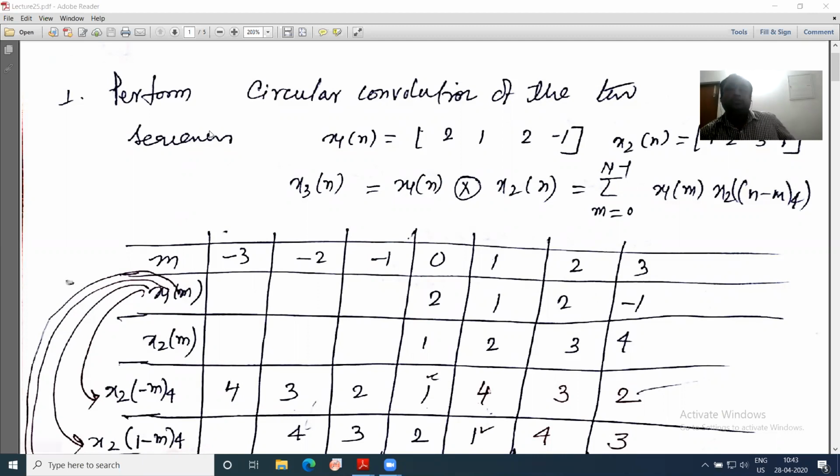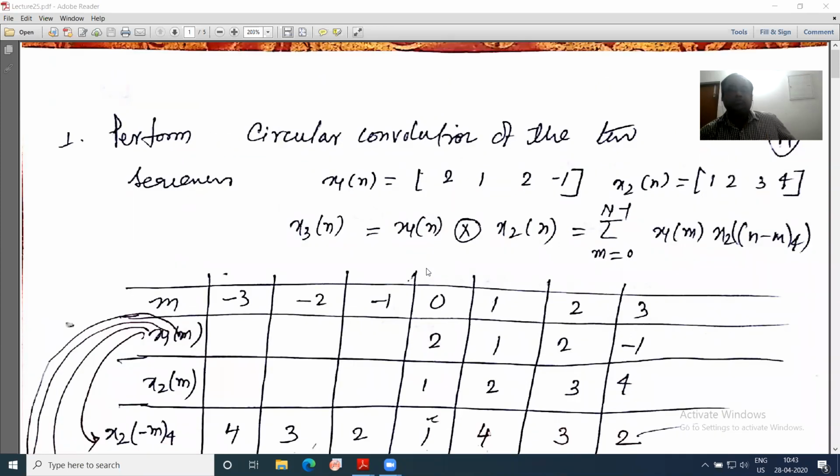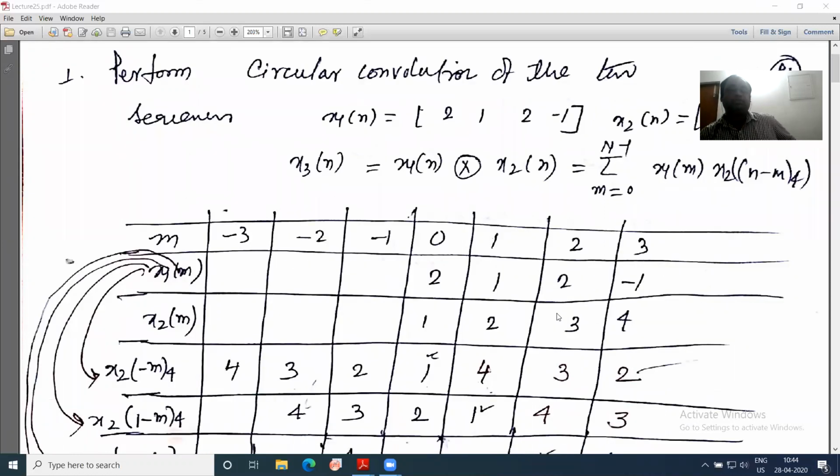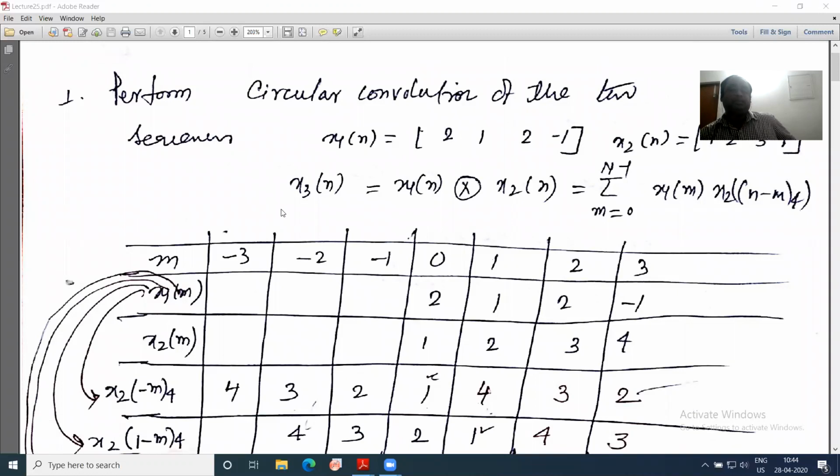So today, first we want to discuss that one problem that I am supposed to discuss. The circular convolution of two sequences, say 2, 1, 2, minus 1, and another sequence 1, 2, 3, 4, using the tabular method. Previously there was some confusion regarding the value. Now, if you start with this problem, first you have to find the circular convolution of x1 and x2, and that will be your x3 of n.